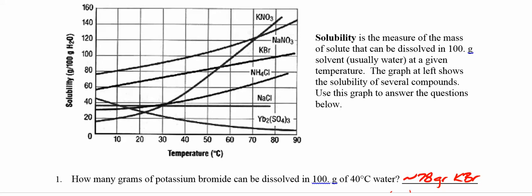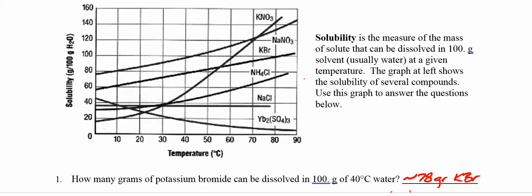Well, essentially what we mean is the relationship between temperature and solubility. In this case, the solubility is in water. In fact, it's solubility in grams per 100 grams of water. So for any given temperature, I can look at one of these solutes, and there are 6 listed. Potassium nitrate, this is the curve for sodium nitrate. This is potassium bromide, ammonium chloride, sodium chloride, and yttrium sulfate. So these are the solubility curves for 6 different solutes dissolved in water at various temperatures.